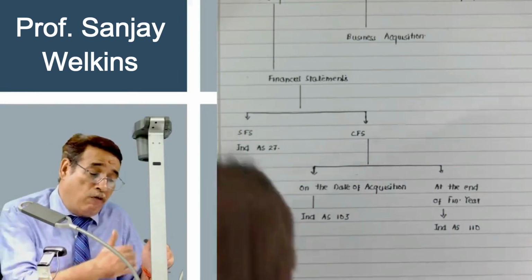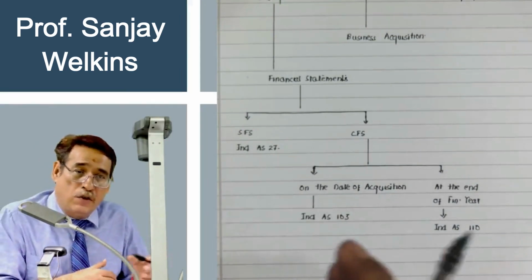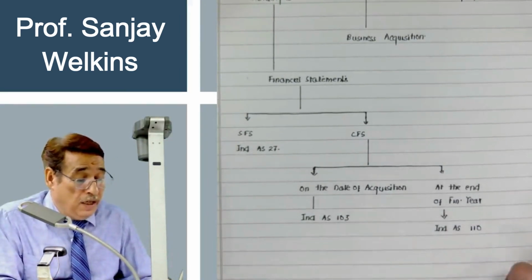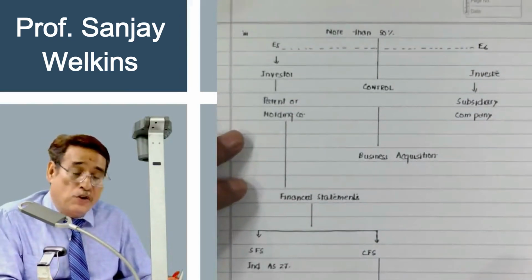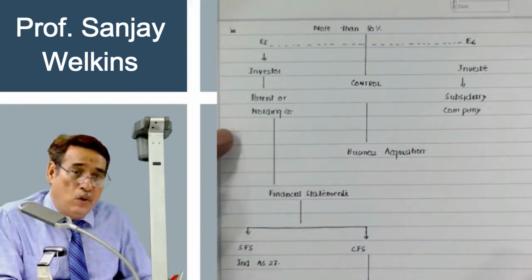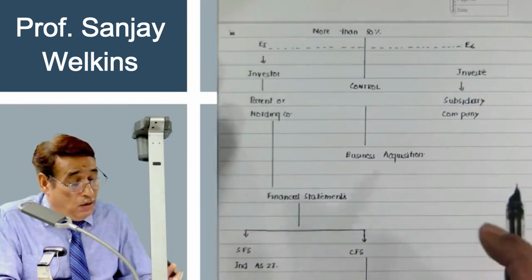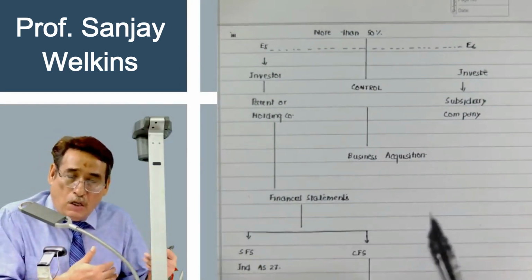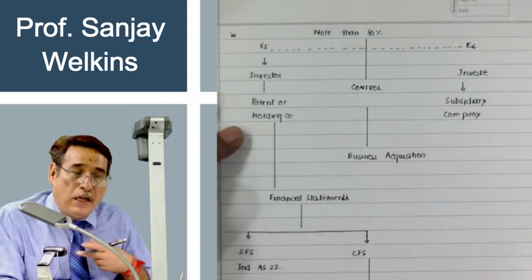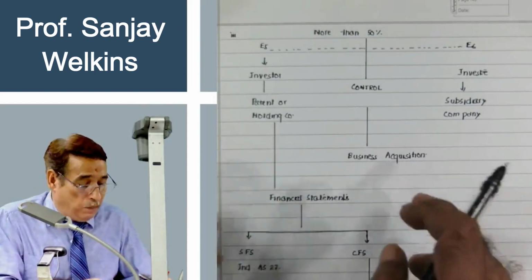So when we acquire another entity, we acquire the control of the other entity, correct? That becomes a case of business acquisition. In that case, we are the parent company, holding company, or acquirer company, while the other company is the subsidiary company or acquiree company.